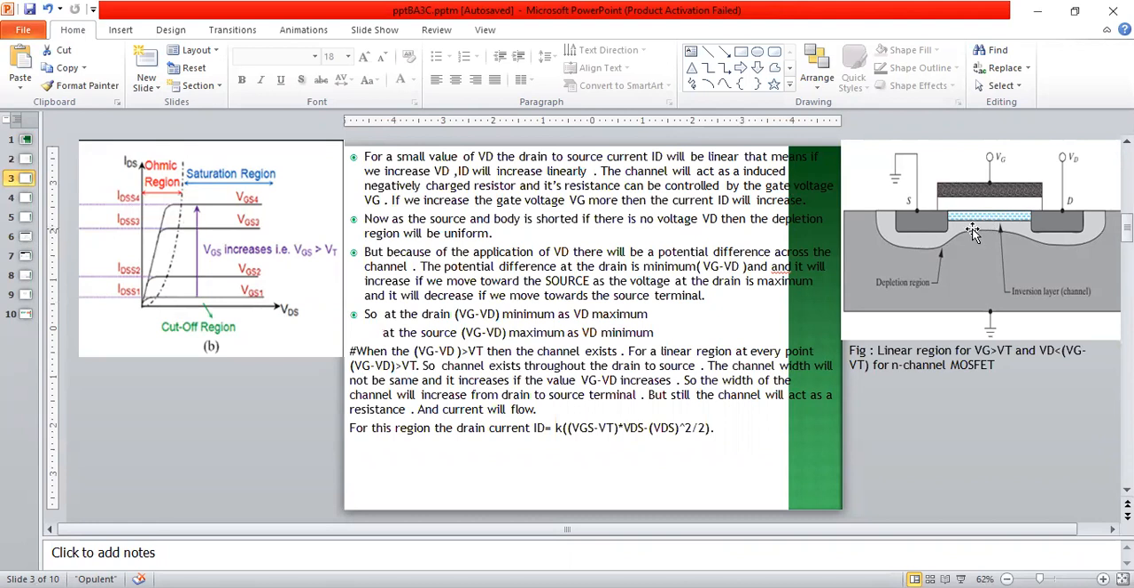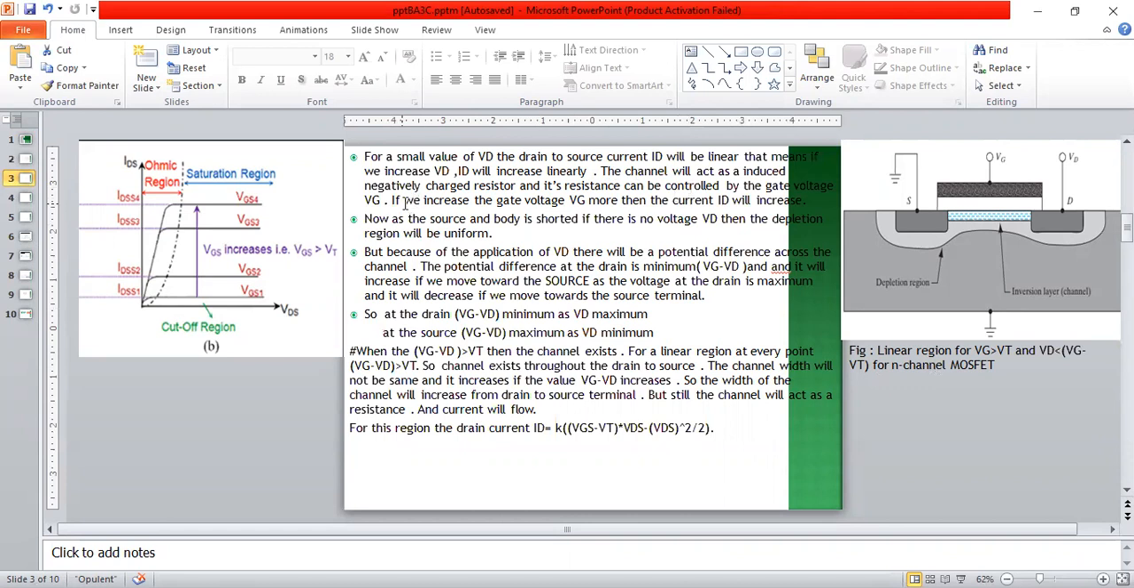Now this is the N channel. It will act as a resistance, and the value of this resistance can be controlled by the gate voltage Vg. This is the source terminal, and this is the drain terminal, and this is the body or substrate, and it is an N channel enhancement type MOSFET.